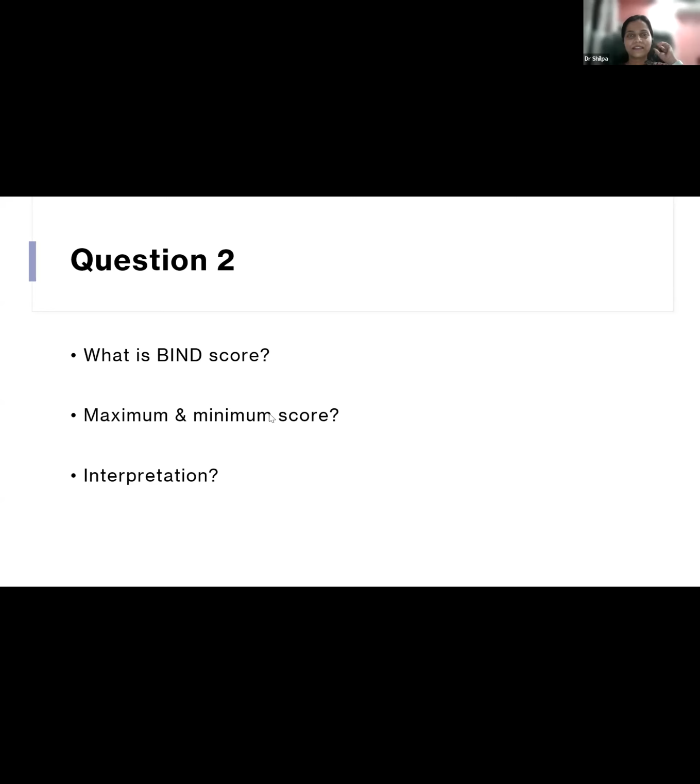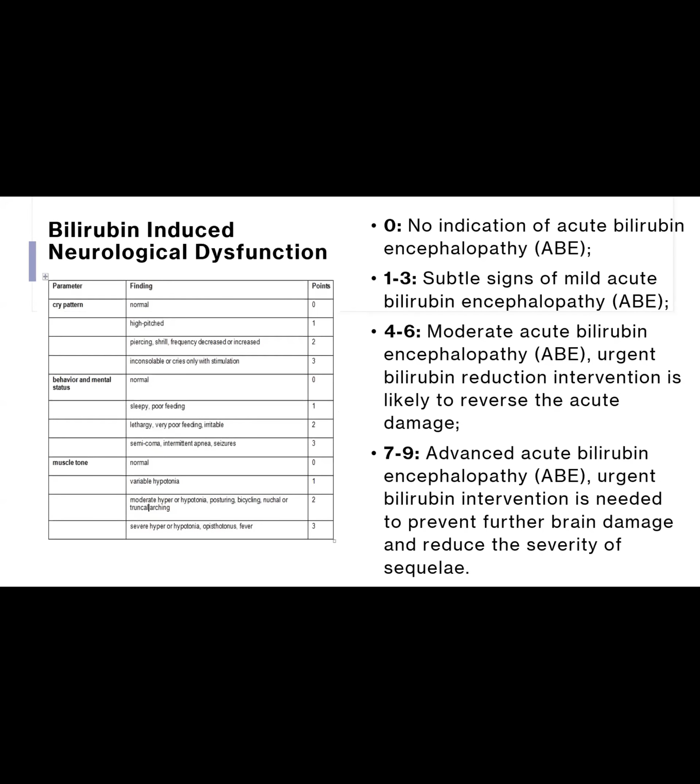So are they answering? Yeah, they're telling the correct long form. Everyone is saying bilirubin induced neurological dysfunction, bilirubin induced neuronal damage score. Swapna has answered: minimum 0, maximum 9. Correct. So they all know that. So this is bilirubin induced neurological dysfunction. You do it in babies who are hyperbilirubinemic to know whether they are having acute bilirubin encephalopathy or not.